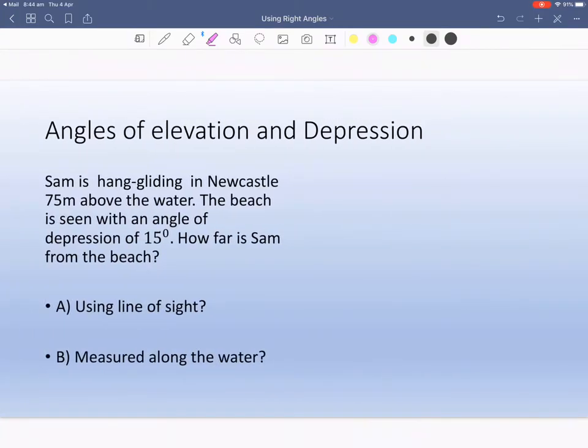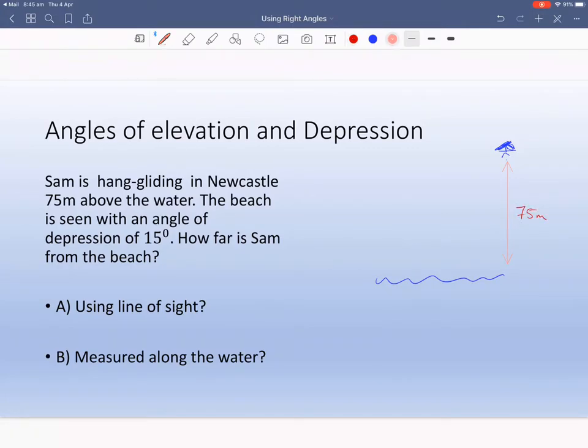Okay, so here's the question. All right, angles of elevation and depression. So Sam is hang gliding in Newcastle, 75 metres above the water. So let's draw this. This is the water, and so Sam will be here. Okay, and he's hang gliding. All right, so there's a hang glide. There he is. And that is 75. So that's 75 meters above the water.